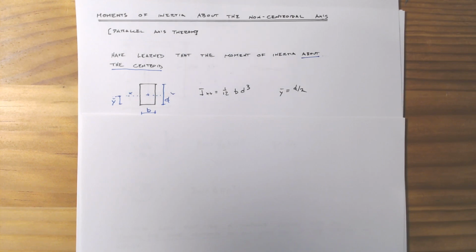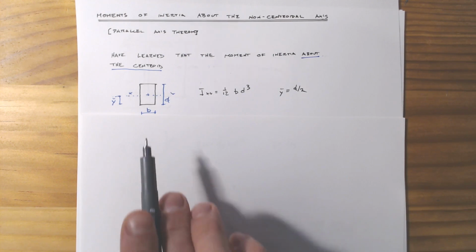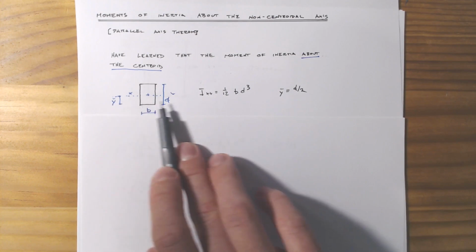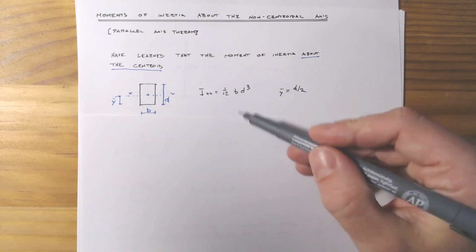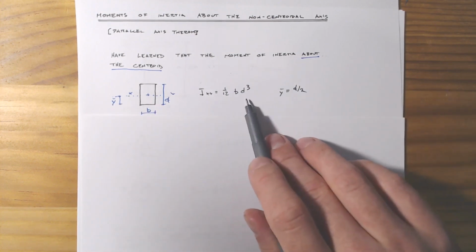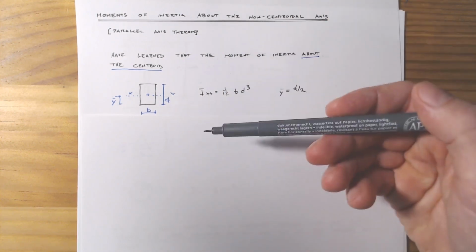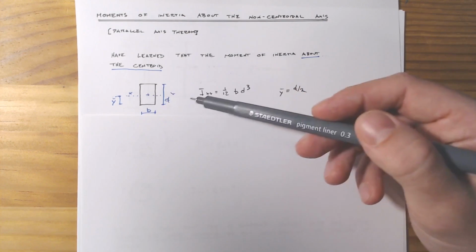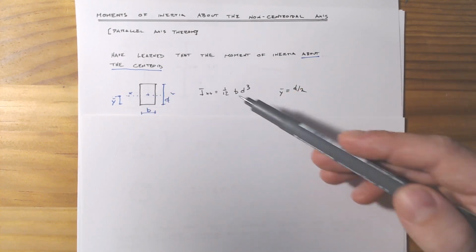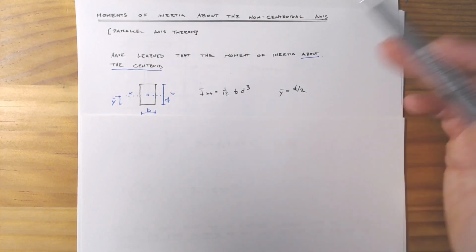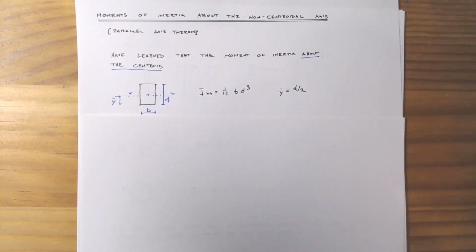And we really started with the centroid of that axis, and we started with a rectangle, and we derived that the moment of inertia about the centroidal axis is 1/12 times the width times the depth, the depth just being the perpendicular distance from the axis you're rotating about. So 1/12 times the width times the depth to the third. And that was pretty straightforward.